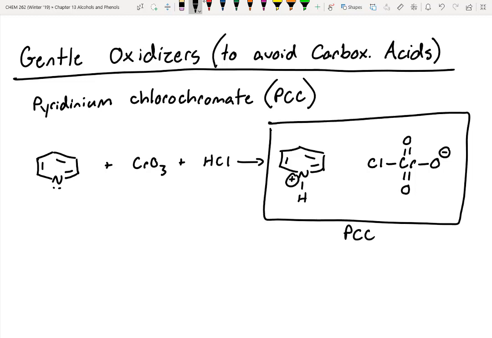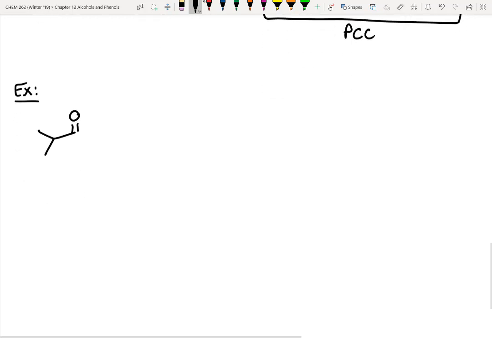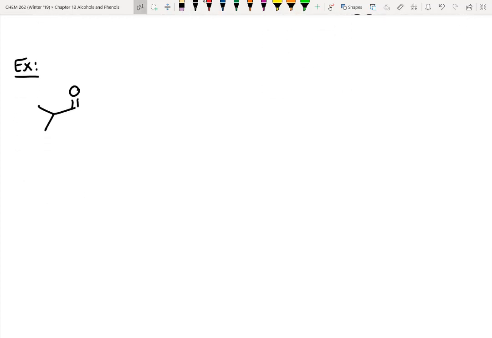All right, so I'll show you the cool thing that you can do with this. So if we take that same example that we did previously, oops, sorry, this should be an alcohol. Where you have a primary alcohol, you can react this with PCC, and you can stop at the aldehyde.